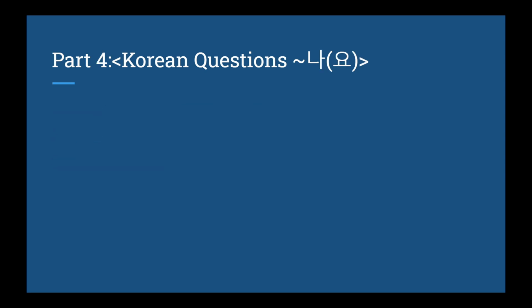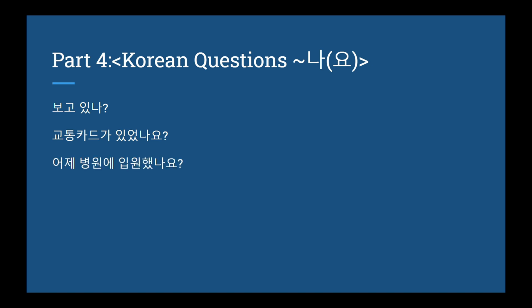Alright. One more form. 나요. 나요 is very similar to 인가요 that we just learned, except it feels softer, like a softer way to ask a question. It's also used a lot with 있다 and 없다. Let's look at some examples. 보고 있나? Are you watching? 교통카드가 있었나요? Did you have your bus or your transportation card? 어제 병원에 입원했나요? Did you go to the hospital yesterday?